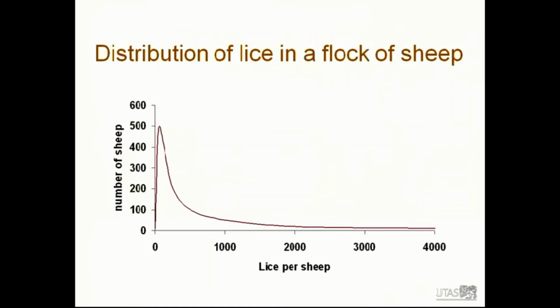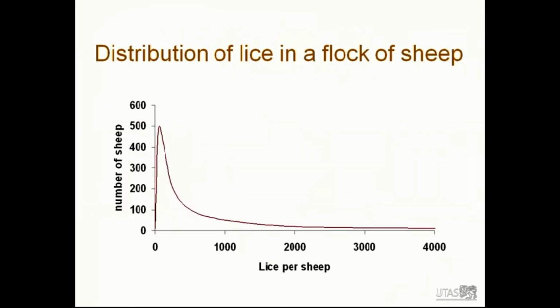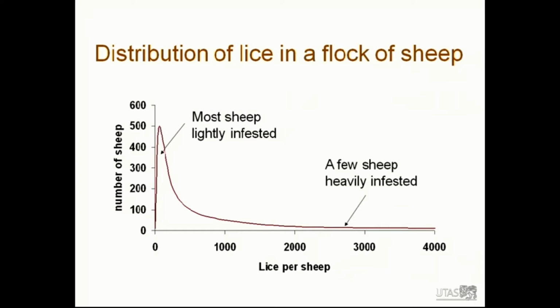Try again. Got it. Now, there's a problem in this first step of estimating the number of lice now, because the distribution of lice on the sheep is not even. Most sheep will have a fairly light infestation. So this is the number of sheep in the group, and this is the number of lice per sheep. Most of them are going to have a small number of lice on them, but there'll be a small number which will have a very heavy infestation.